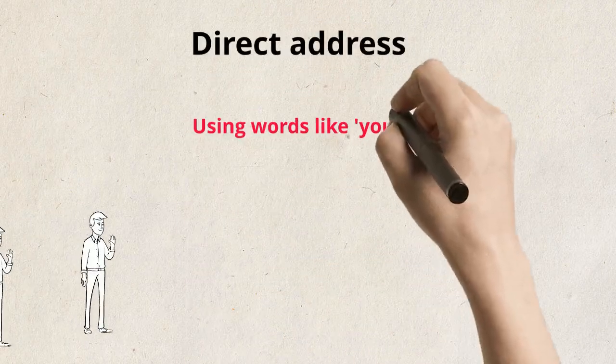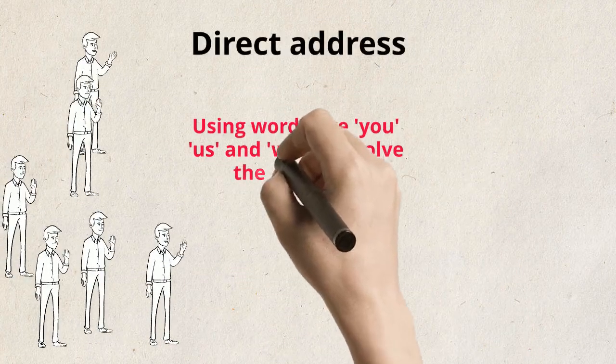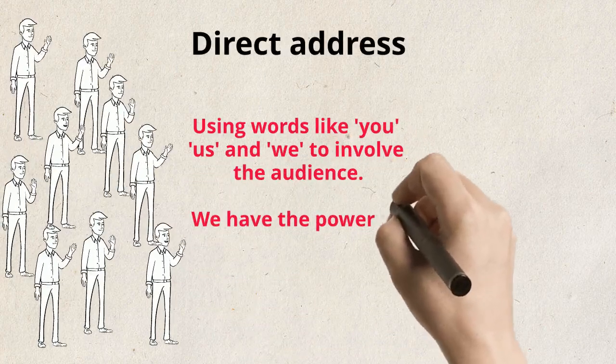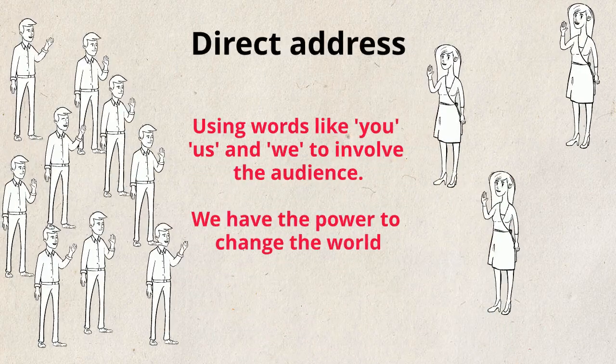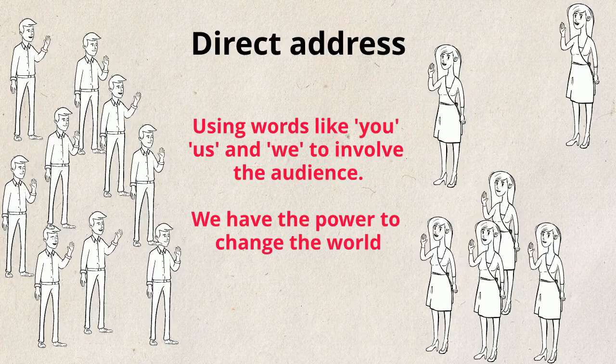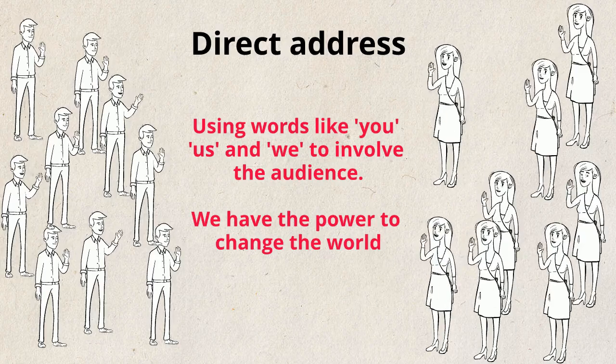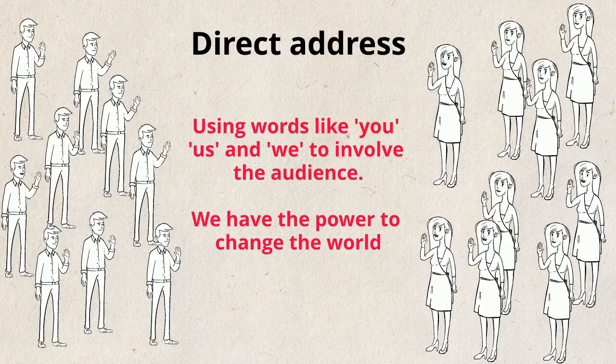Now we're going to move on to looking at direct address. Now this communicates to everyone, as well as talking to the individual by using words like we, us, and ours. The audience feel like they're being spoken directly to. So if you said something like, we have the power to change the world, you're talking to the individual, but then also to everybody else included there.